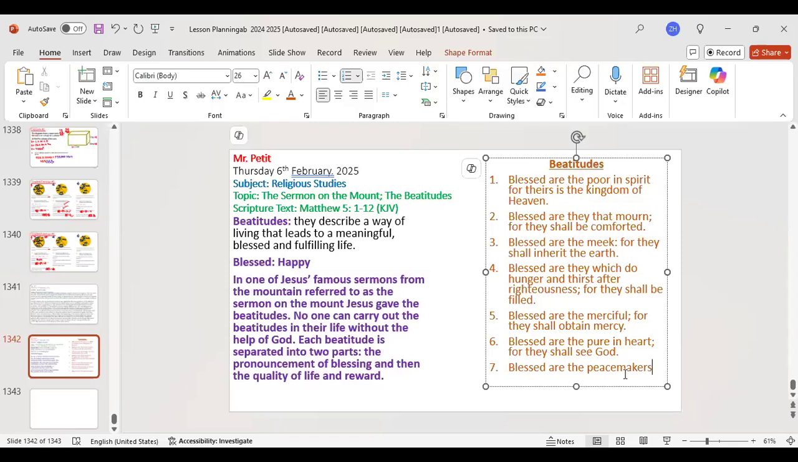You have to be a peacemaker. Blessed are the peacemakers. Why? For they shall not break their hand on someone's child. Miss Petit, now you're just throwing shade. I'm reading the Beatitudes. For they shall be called, what? Children of God.